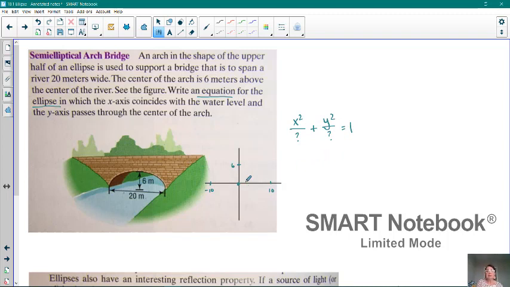Well, this is pretty easy to figure out, isn't it? If we're going to the left and the right 10, then under here is 10 squared, or 100. If I am going up and down 6, then I would have y squared divided by 6 squared, which is 36, and that is equal to 1.